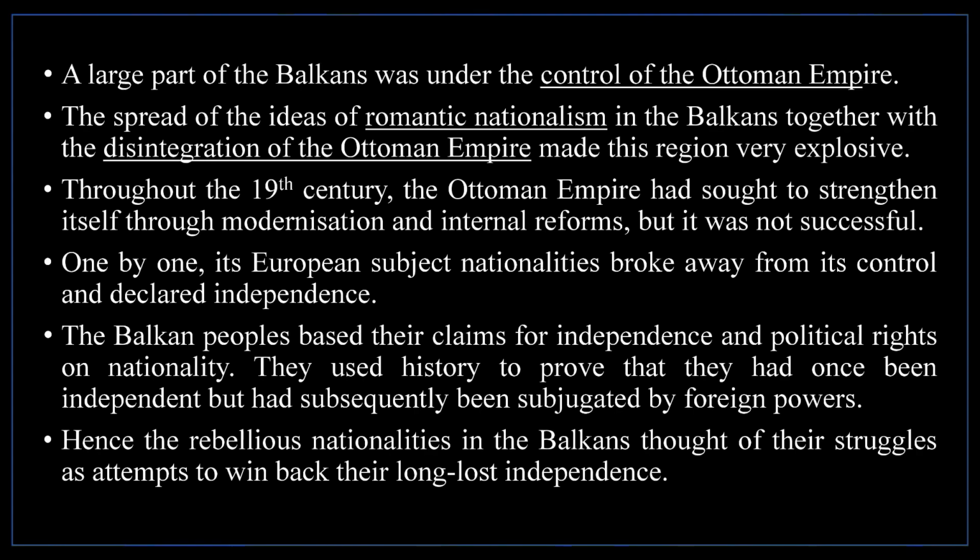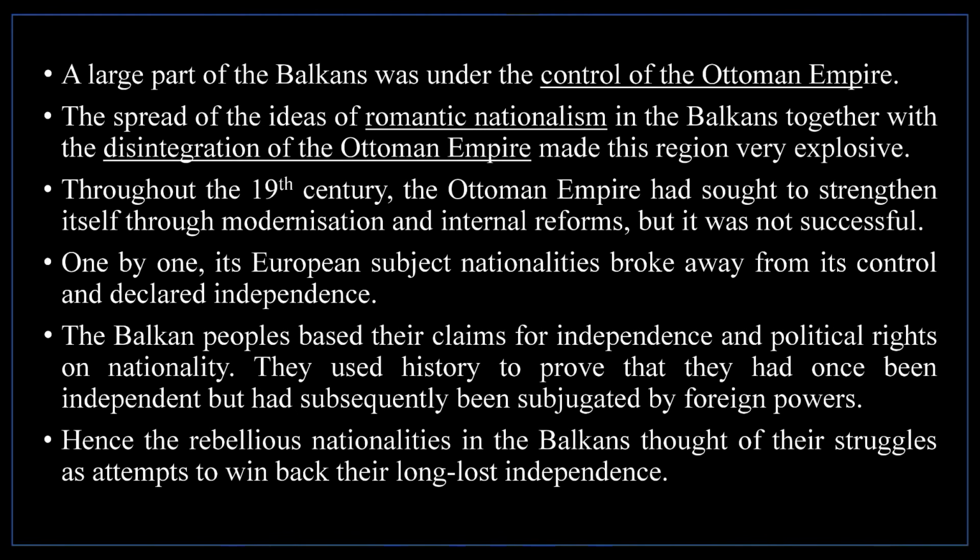We will now be learning about how the Balkan region became a very explosive and dangerous place during the late 19th century. A large part of the Balkans was under the control of the Ottoman Empire. The spread of the ideas of romantic nationalism in the Balkans, together with the disintegration of the Ottoman Empire, made this region very dangerous. All through the 19th century, the Ottoman Empire had sought to strengthen itself through modernization and internal reforms, but it was very unsuccessful. One by one, its European subject nationalities broke away from its control and declared their independence.